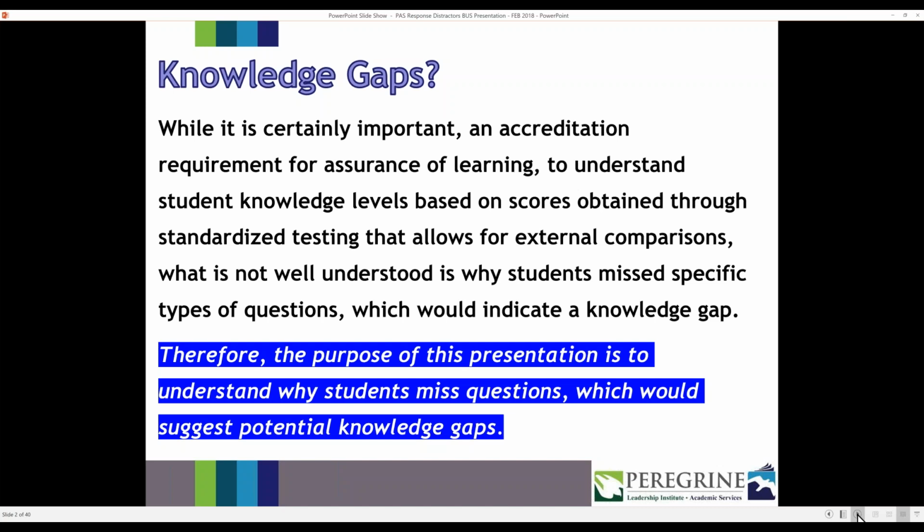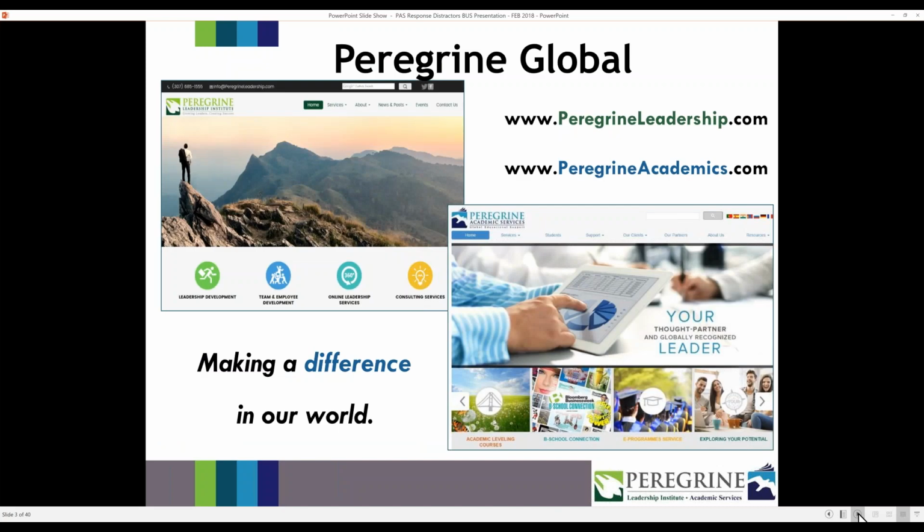And once we understand why students are answering questions incorrectly, we will be able to get to the root cause of the problem and come up with potential knowledge gaps. And you do that using reports that we at Peregrine have created for you, which are quite unique, and we are the only provider who has such reports.